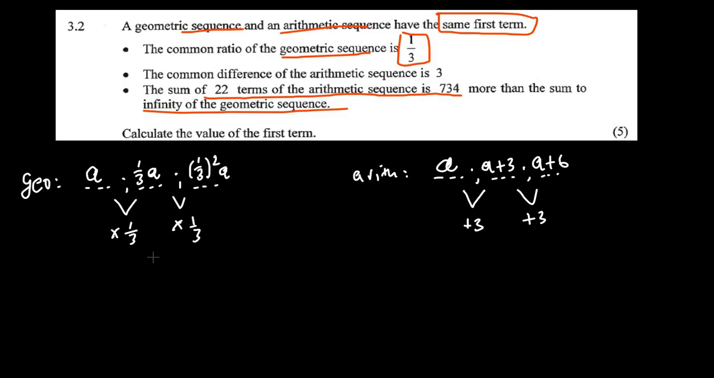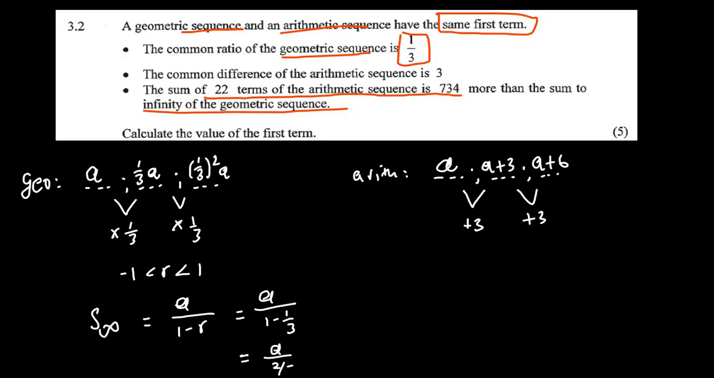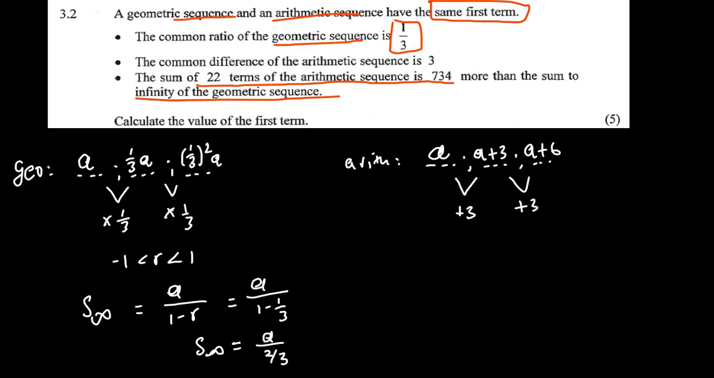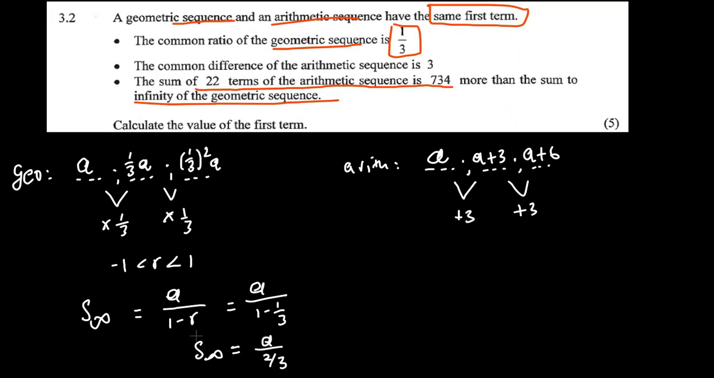So you can see that the r value here for the geometric is between 1 and -1, because it's a proper fraction. That means a sum to infinity exists. So if I calculate the sum to infinity, it's a over 1 minus r. When I substitute, a stays a, and then I have 1 minus 1/3. So if I simplify further, it's a over 2/3. This is the sum to infinity for the geometric. Good, we found the sum to infinity for the geometric.